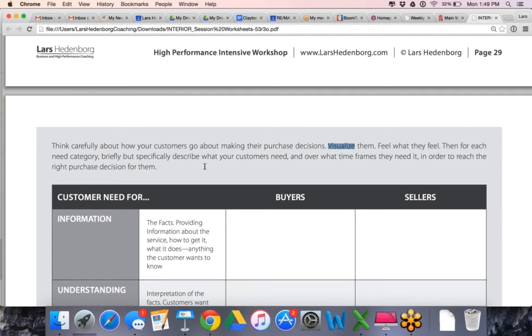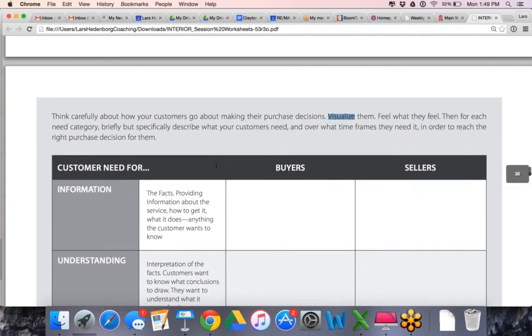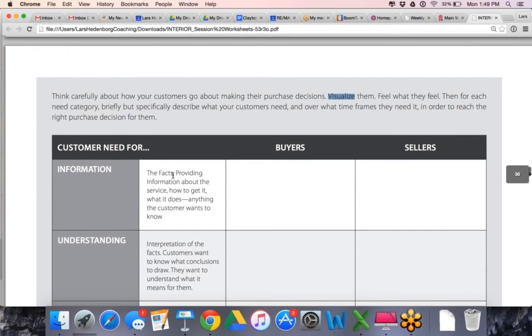Then for each need category, briefly but specifically describe what your customers need and over what timeframes they need it in order to reach the right purchase decision for them. So your customer need for information. So this is the facts: providing information about the service, how to get it, what it does, anything the customer wants to know. What's the buyer's need for information in getting to agree to sign a loyalty agreement? And what's the seller's need for information, and what does that information look like, and when do they need it?